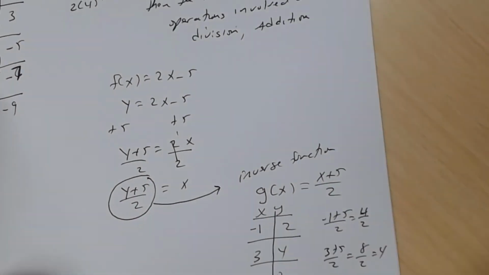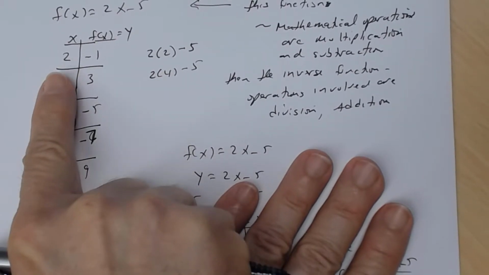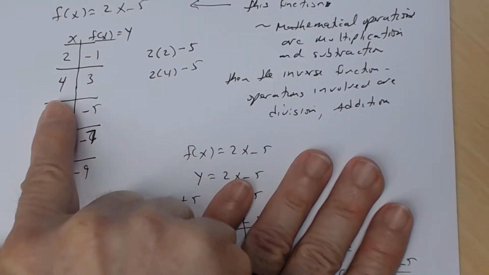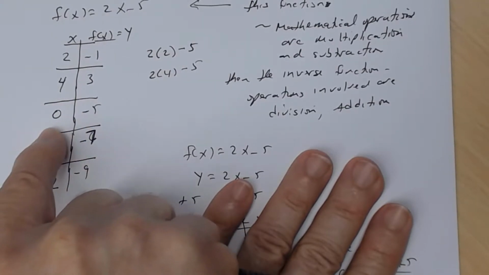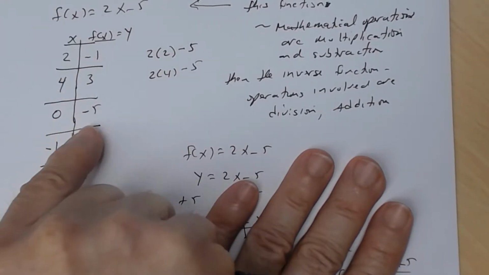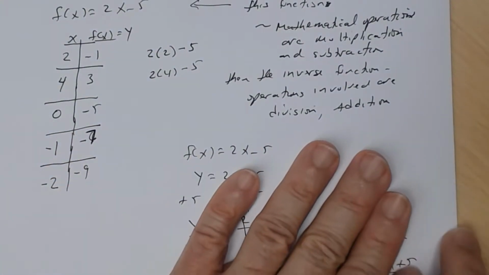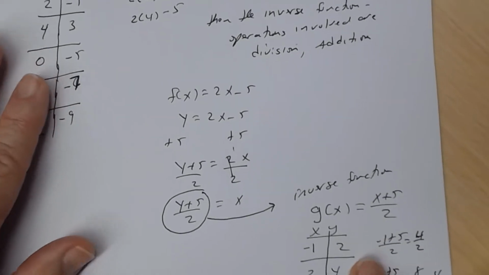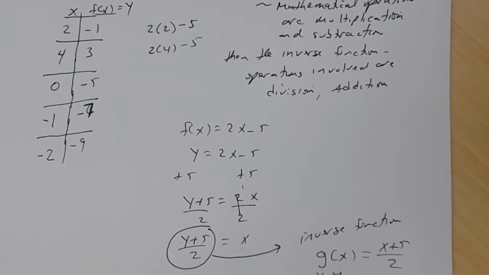Now, I want you to compare this table. A while ago we said that f of x, when I plug in 2, I get negative 1. When I substitute 4 into x, I get 3. When I substitute 0 into x in this function f of x, I get negative 5, and so on. Look at the inverse function, what it did. Compare those two tables. Let me go ahead and do this.